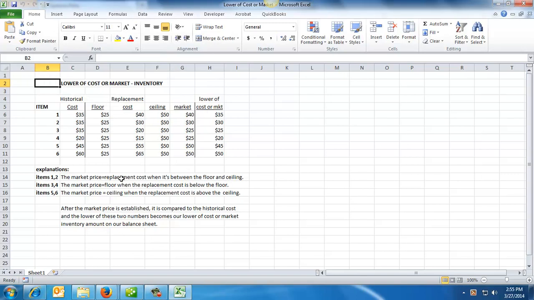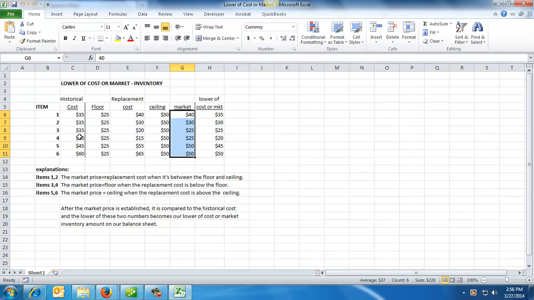Under the lower of cost or market inventory method, we're going to compare our cost, our historical cost, to our market value. And then we're going to take whichever of those is lower for our inventory and establish those on our books as the value on our books.